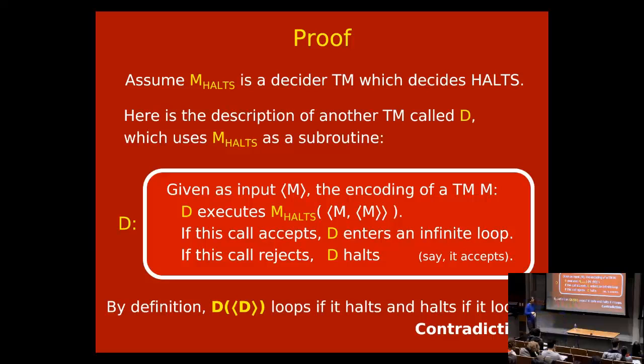So if you had this Turing machine M halts, then this is really like a 5-line piece of code that calls this as a subroutine. And you can get a contradiction just by imagining what would happen if you ran D on itself. So how does that work?